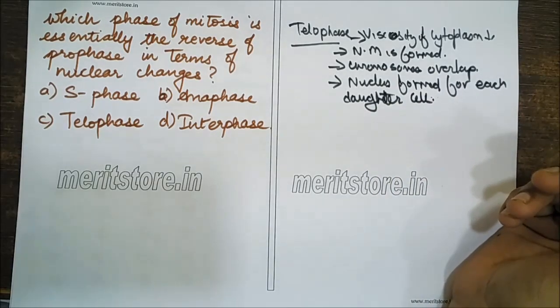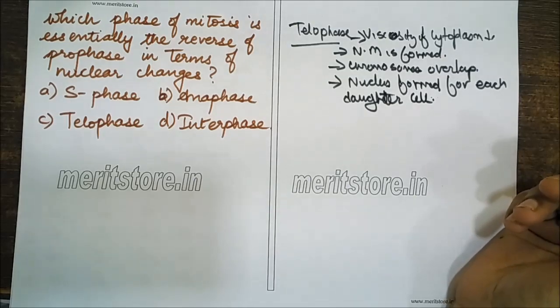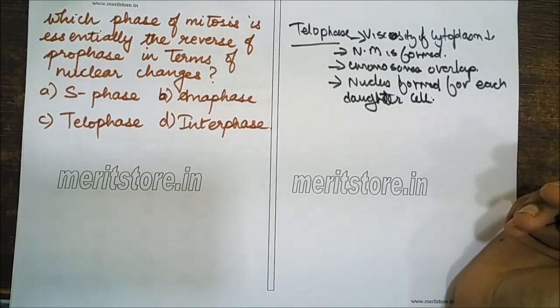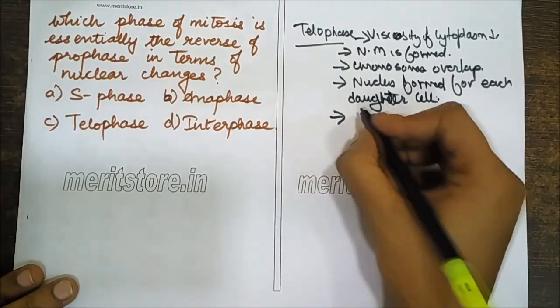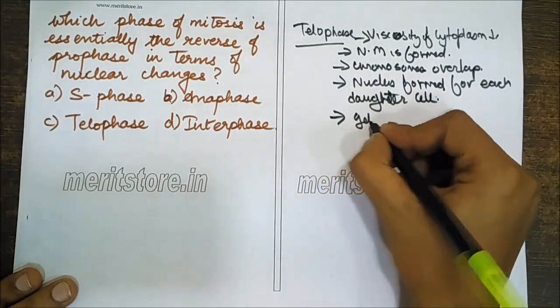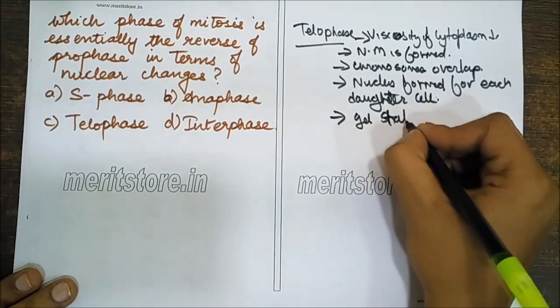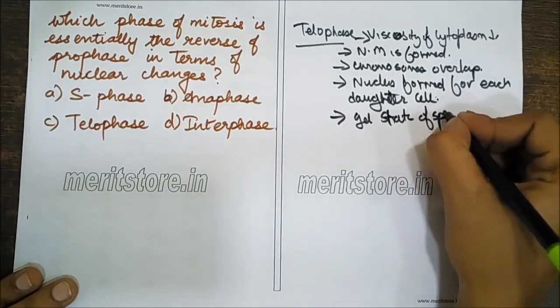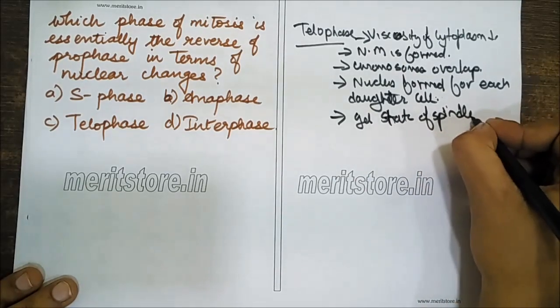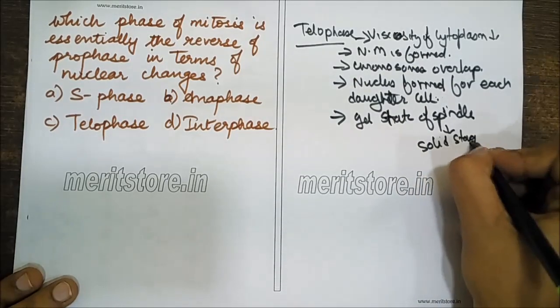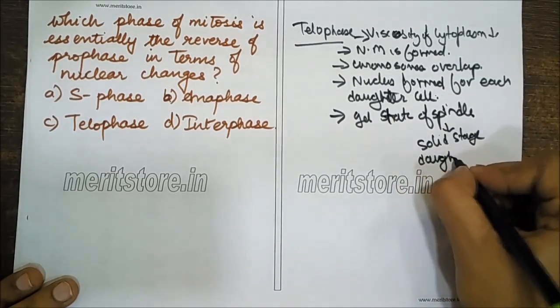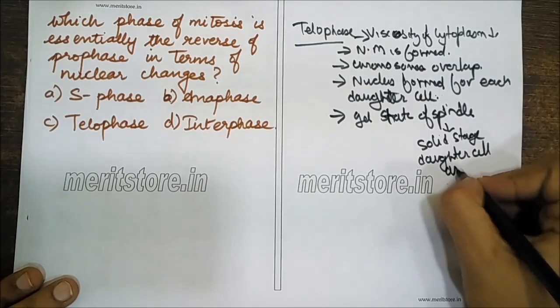The nucleoplasm will surround the area of chromatin. Okay, and the gel state of the spindle will move into the solid state, and the daughter nuclei are formed. So what will happen is the gel state of spindles will be converted to solid state, and daughter nuclei are formed.